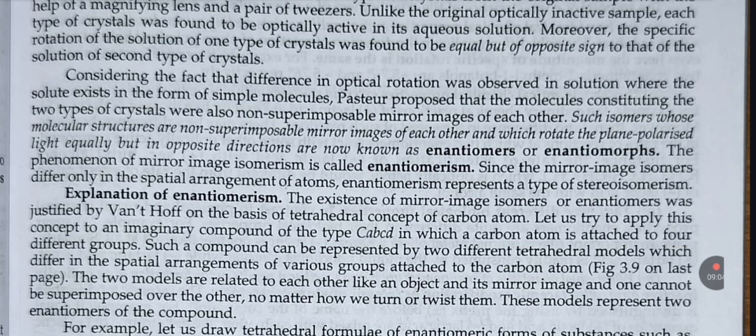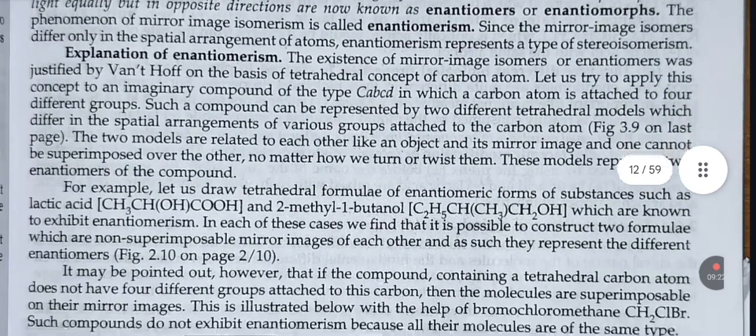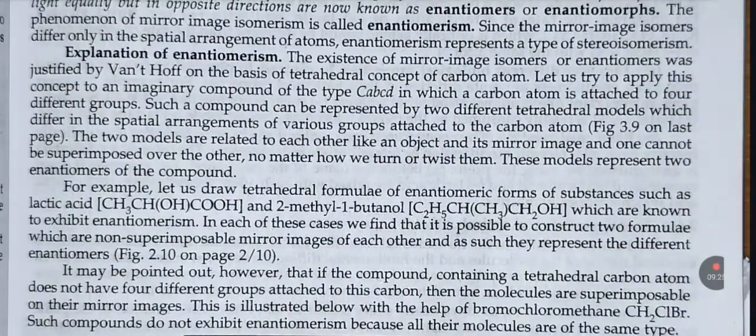The two models are related to each other like an object and its mirror image, and one cannot be superimposed over the other. No matter how we turn or twist them, these models represent the enantiomers of the compound. For example, let us draw tetrahedral formulas of enantiomeric forms of substances such as lactic acid and 2-methyl-1-butanol, which are known to exist as enantiomers.